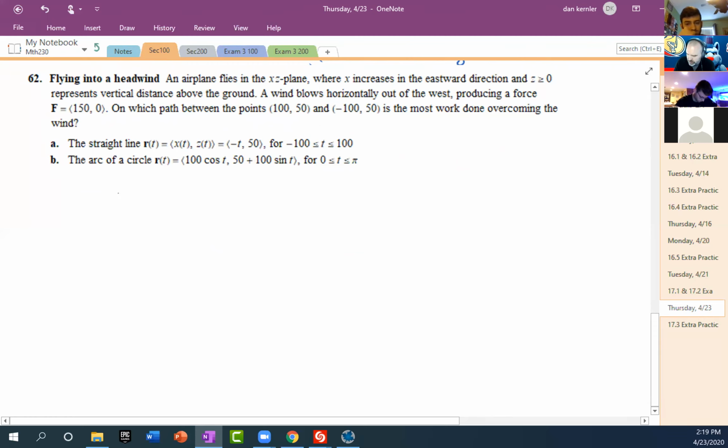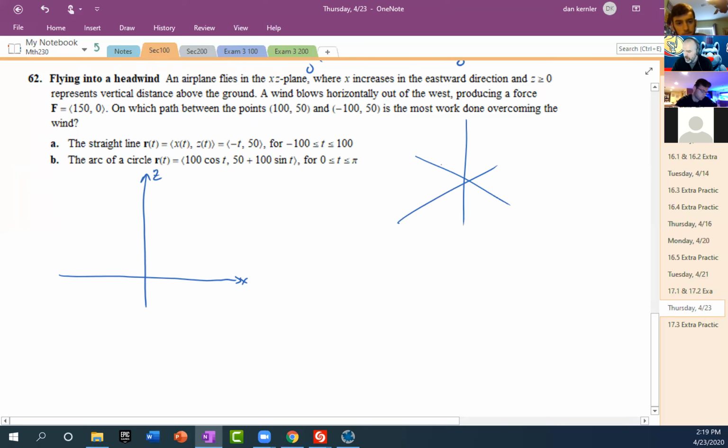Okay, so drawing was your first question. So let's do a sketch. We're doing X, Z. So in your 3-dimensional space, we're in this XZ plane. That's where we are right now. Z greater than or equal to 0, that's fine. X increases in the eastward direction. This is east, this is west.